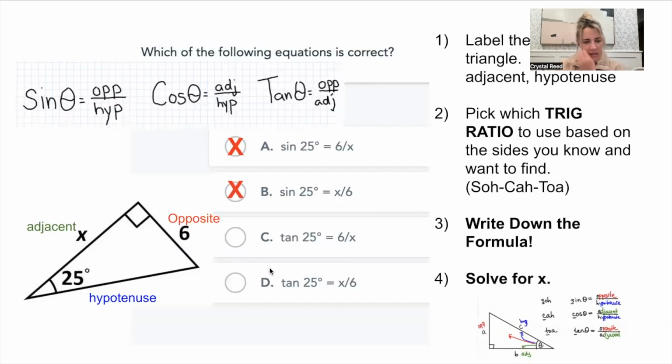No, x over 6. No. How about tangent? Tangent is opposite over adjacent. Tangent of 25 would be opposite over adjacent, 6 over x. Yes. That one worked perfectly. Tangent 25 would not be that one. So that is just setting up your equation. Before we solve it, we would set up this equation. We would multiply both sides by x and then solve it.